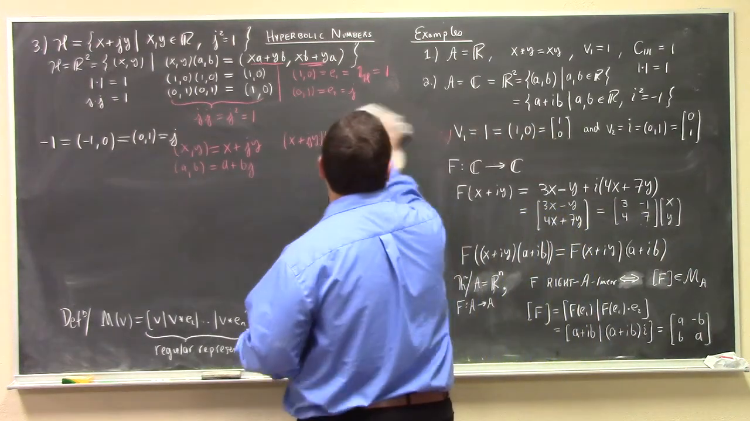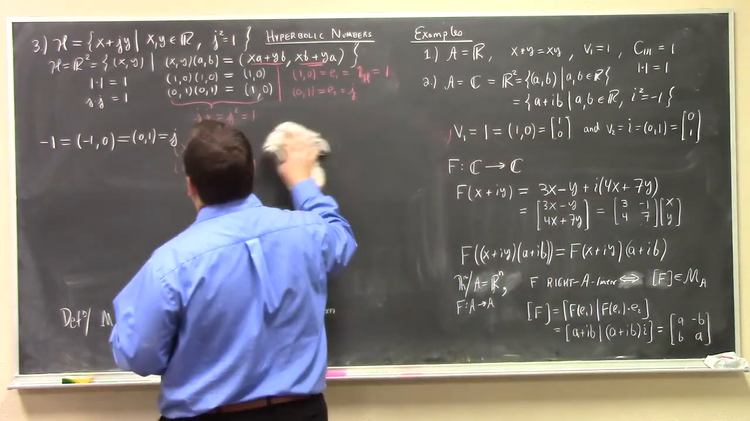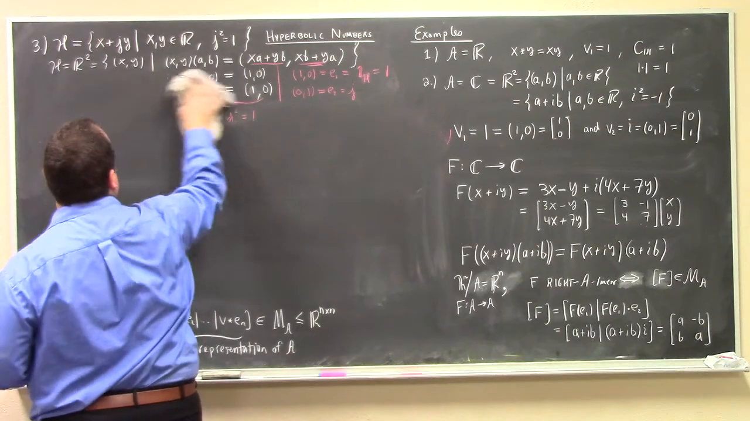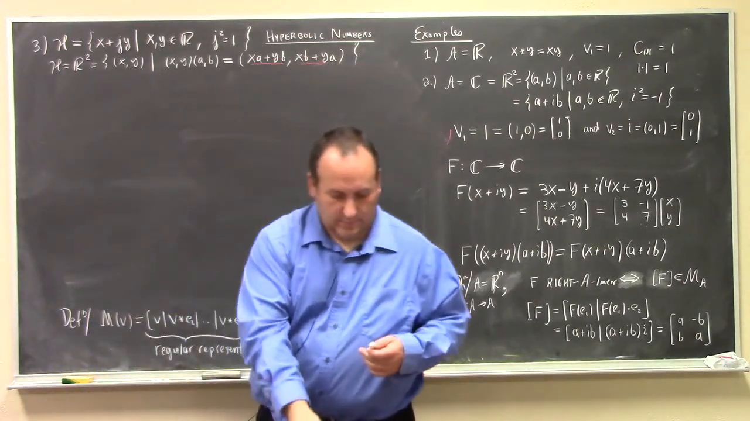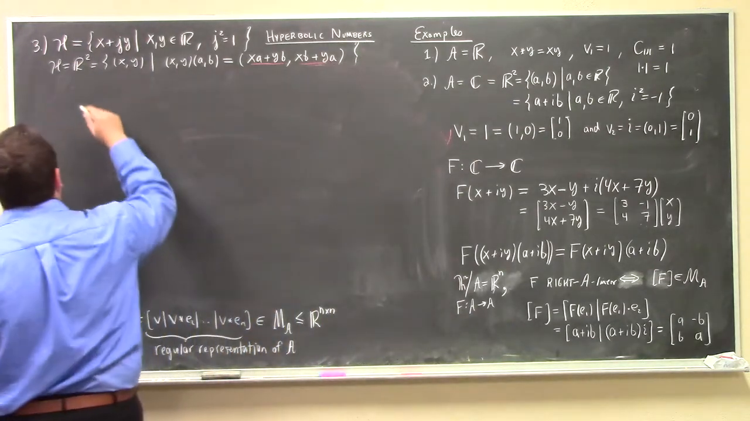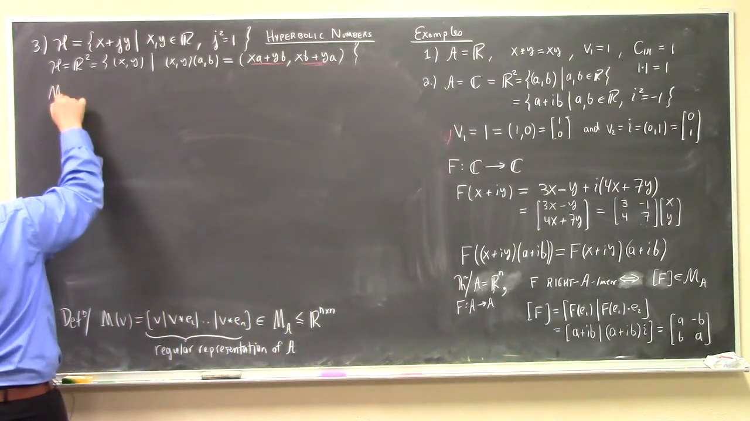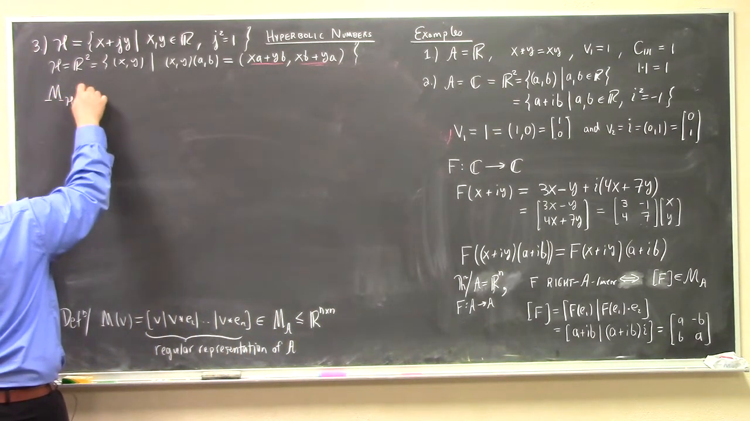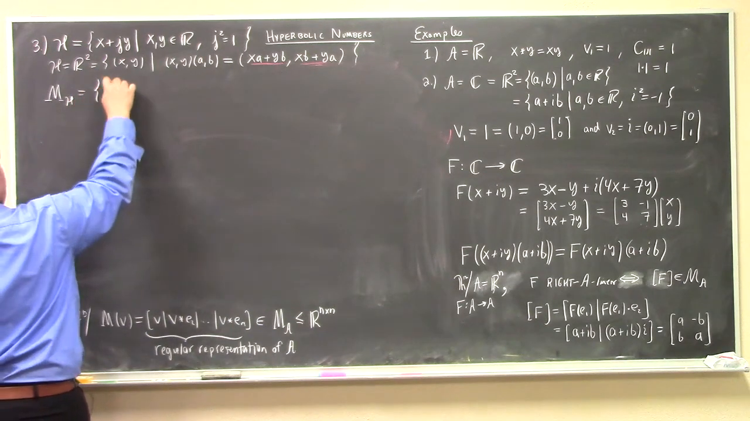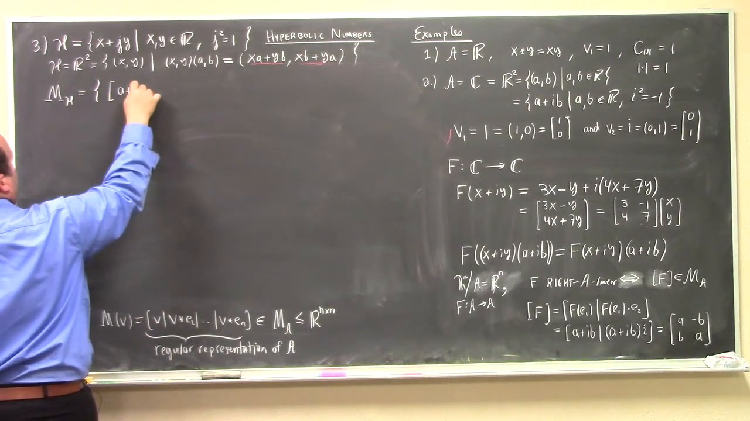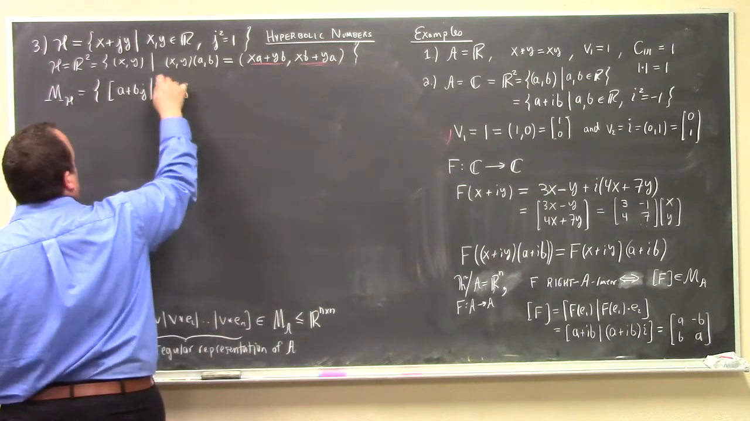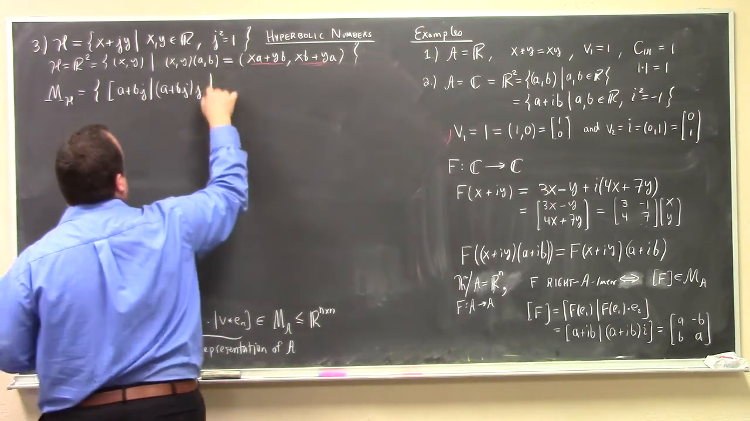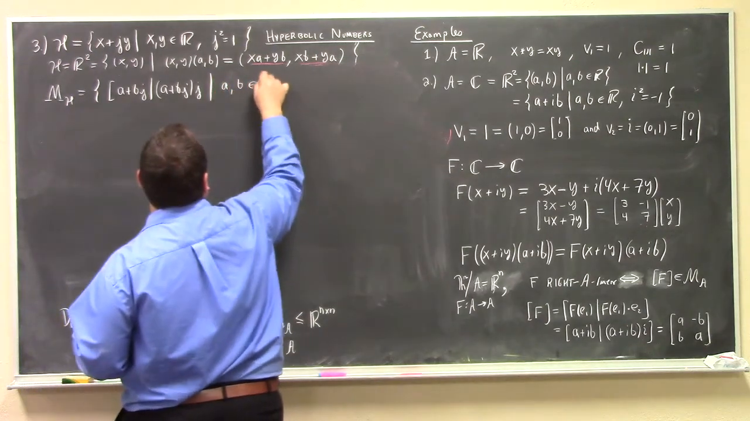So, a natural question to ask is, what does the regular representation of the hyperbolic numbers look like? We can figure that out pretty quickly. The regular representation of the hyperbolic numbers should be matrices of the form a plus bj, comma, a plus bj times j, right? What's that look like?